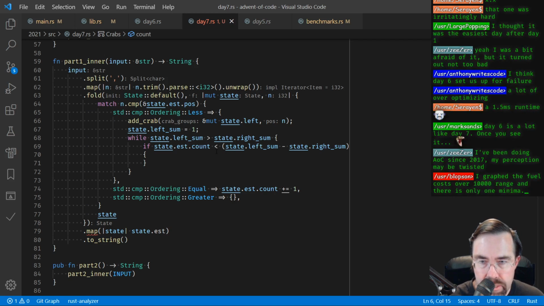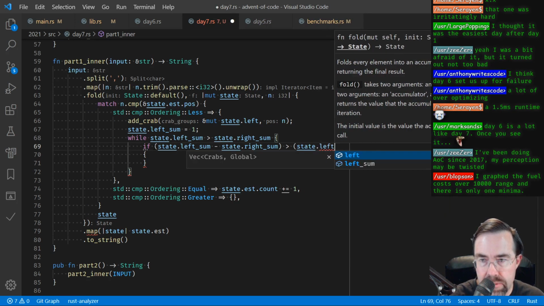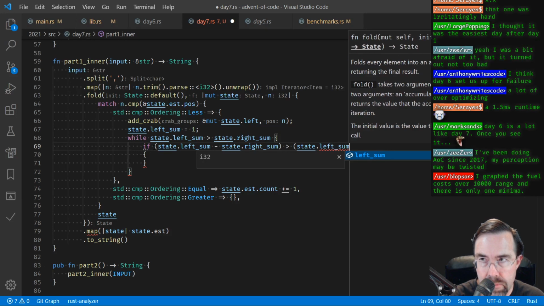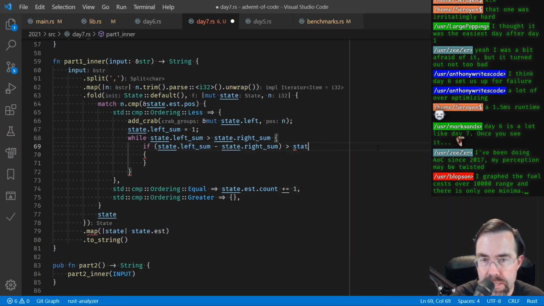If we put the crab to the left and now the left sum is too large, that means we got to move the one in the estimate to the right, but only if it doesn't throw it out of balance too much in the other direction. So what is that number? That's if this number is greater than what it would be if we move the estimate to the right. So that would be left sum. It's got to be an easier way to do this. Isn't it just that it's greater than the estimate count?